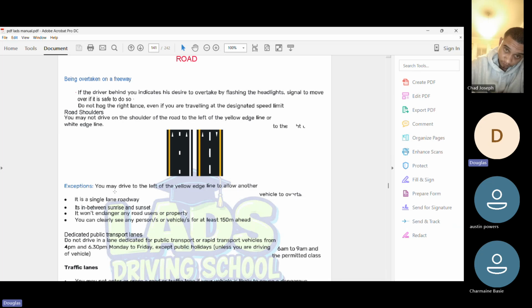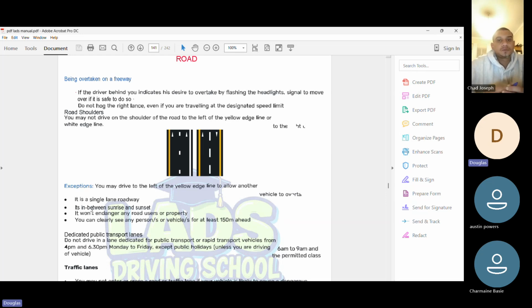Three, it won't endanger any road. By property, they're referring to road signs, the vehicle itself, your tires. That's what they're referring to by property. Okay? They're saying that you're also permitted to drive on the yellow line if you can clearly see any person or vehicle for at least 150 meters ahead of you.